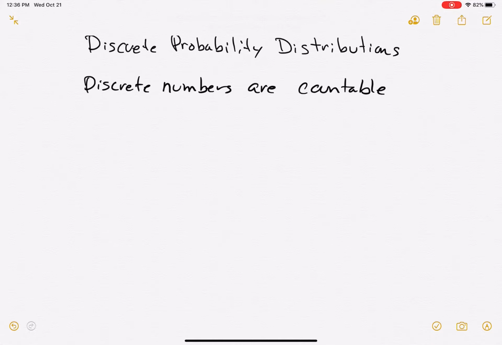Okay? First of all, our outcomes have to be numerical. The reason they have to be numerical is because we want to be able to do math with them. We want to be able to find the mean and the standard deviation for our outcomes. So let's consider a one coin flip.